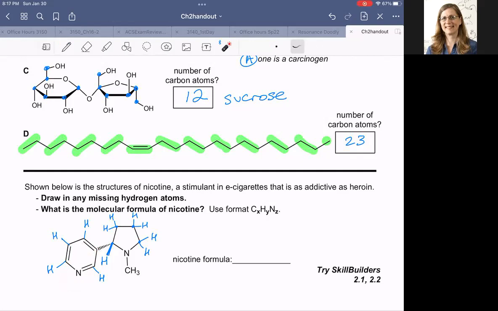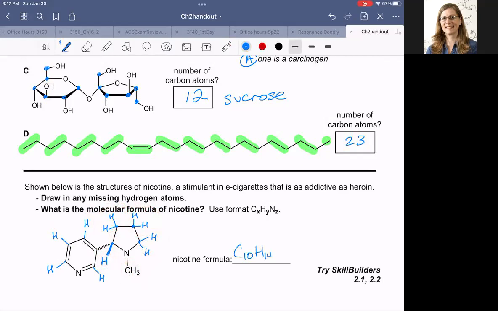So how about the formula? How many carbons do we have? We have 1, 2, 3, 4, 5 over on the right-hand side, and 1, 2, 3, 4, 5 over on the left-hand side. So it's C10. And then when we add up our hydrogens, we get 3, 4, 5, 6, 7, 8, 9, 10, 11, 12, 13, 14.